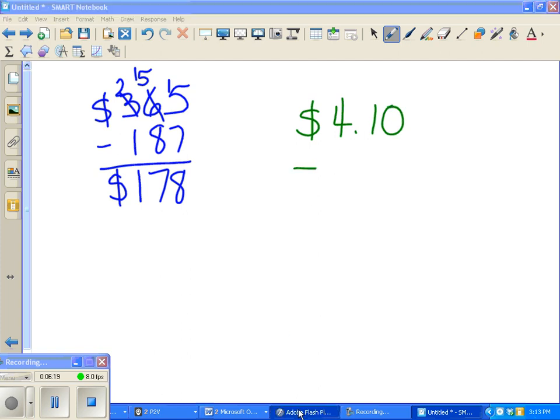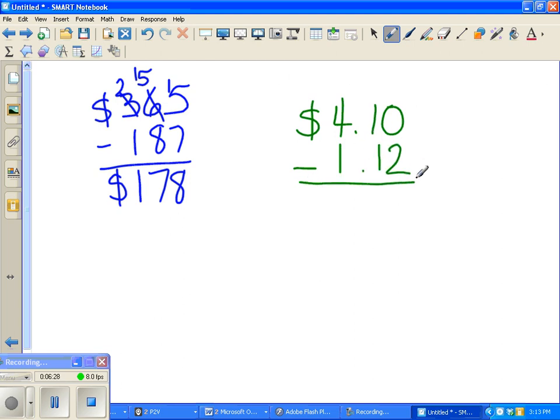$4.10 minus $1.12. I have to line up my decimal points and my places. So here we have 0 take away 2. Well, we can't do that. If you have nothing, you cannot take 2 away from that. So we go to the next door neighbor. And the 1, he gives up everything he has. He becomes a 0, so that Mr. 0 can become 10. 10 minus 2 is 8.